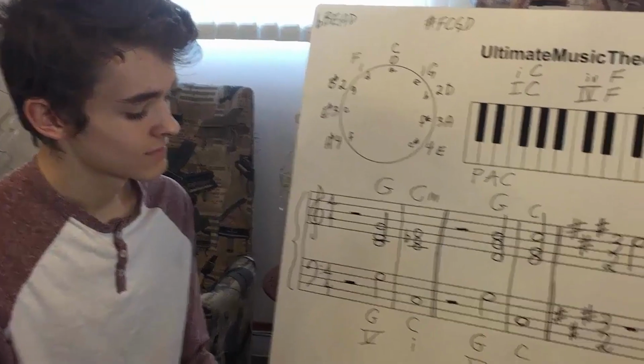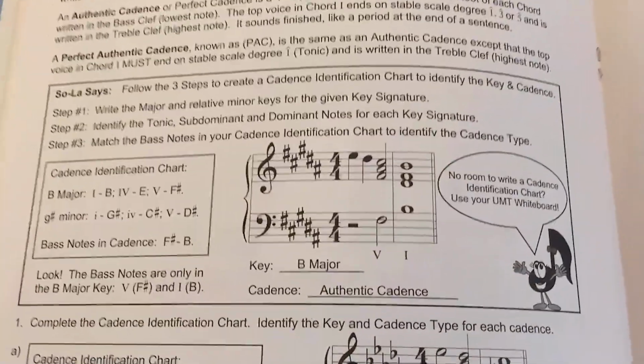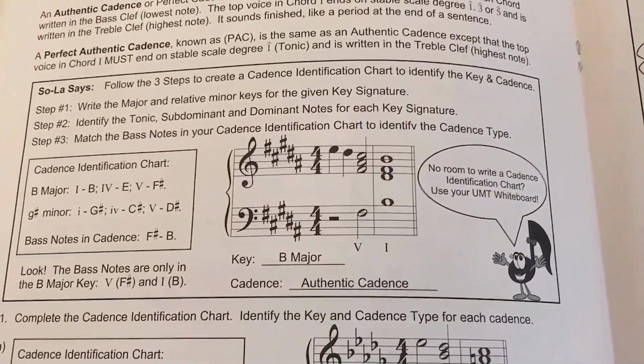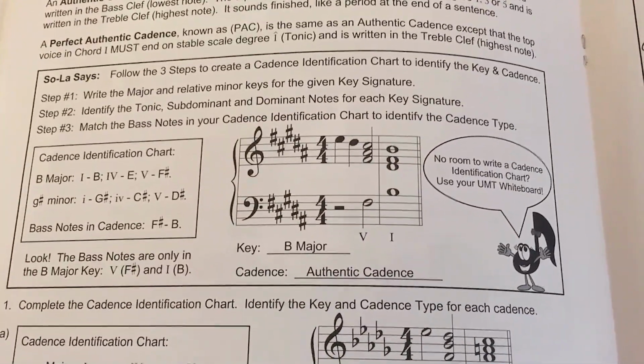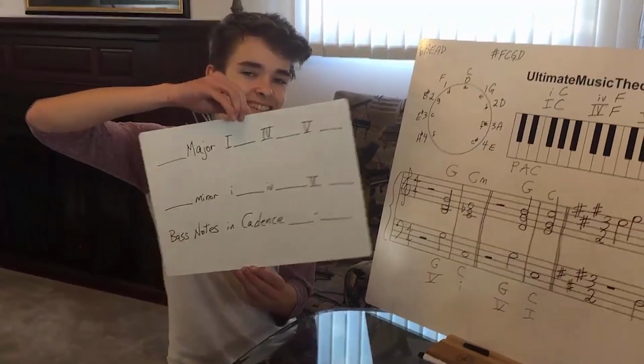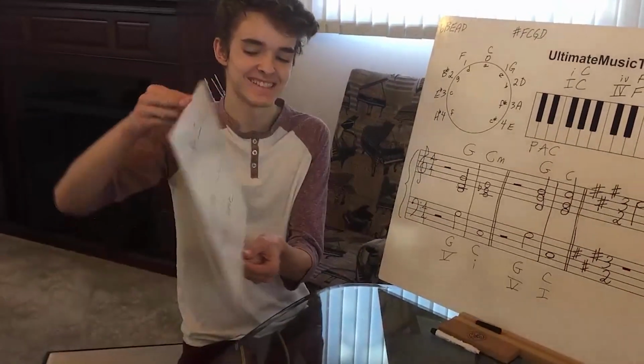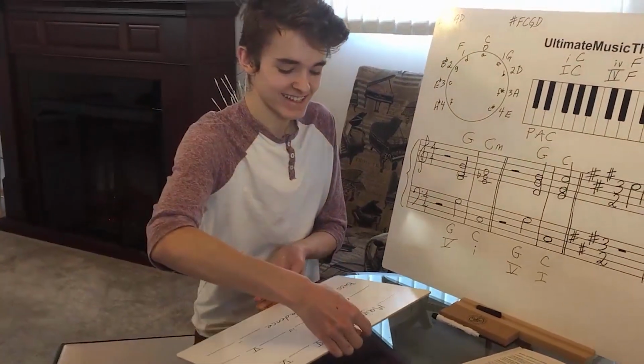Very good. So now we have one more cadence that we're going to do, but this time we're going to take a look at what Sola says. She says, no room to write a cadence identification chart? So Quinn, use your, drum roll, whiteboard. So here's Quinn with his ultra whiteboard. I see you've prepared it already, so that's excellent.